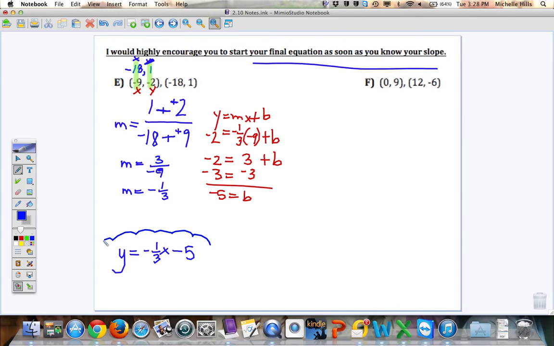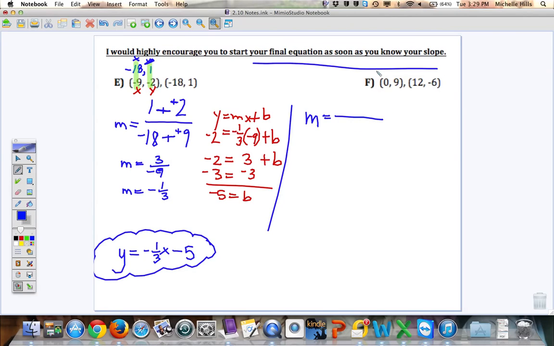I can check that equation by taking my other point, my -18 and 1, substituting -18 in place of my x, and calculating. So -1/3 times -18 is +6, minus 5 is +1. Yes, my y is +1, so my equation is correct. My second one, slope is rise over run, so I'm going to put my fraction bar.